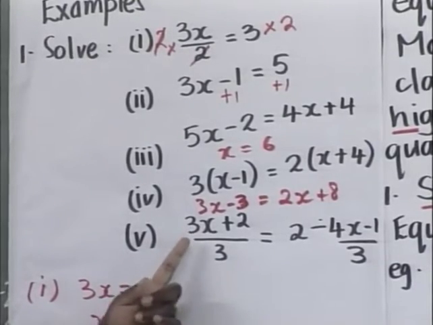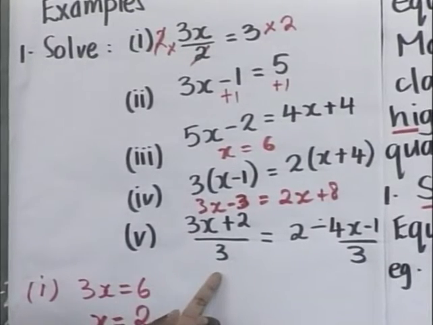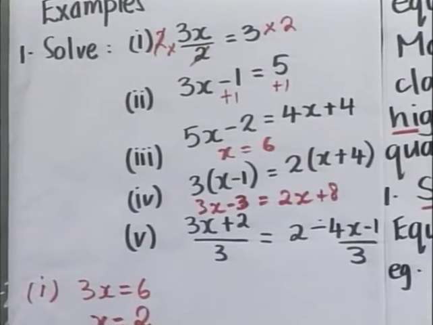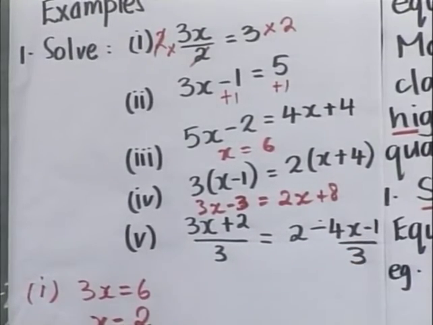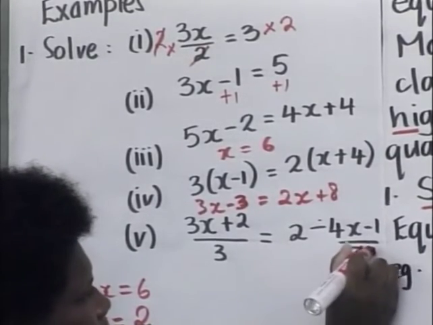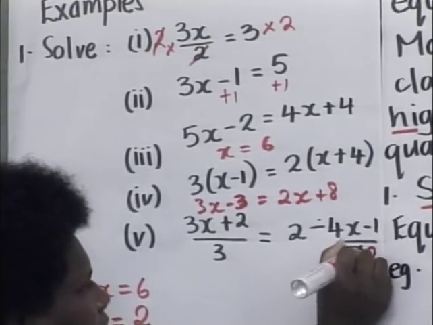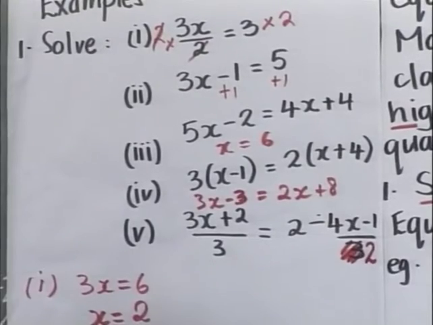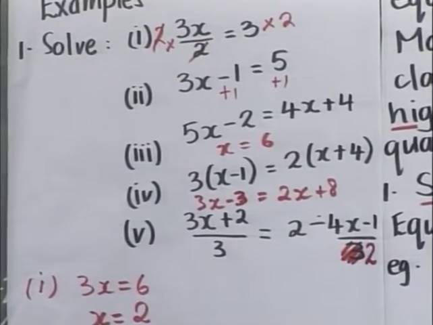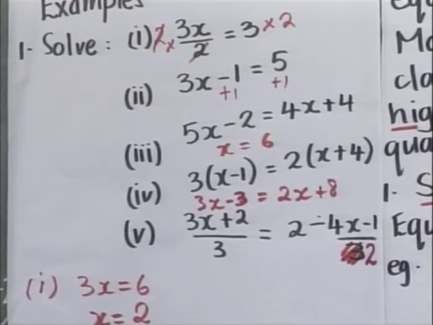What is this? 3x plus 2 over 3. A fraction. 4x minus 1 on 3 is another fraction. Let me just change it to 2. I'll make it a little bit harder. Okay, now we have 4x minus 1 on 2. What do you think I should do to solve 4x?